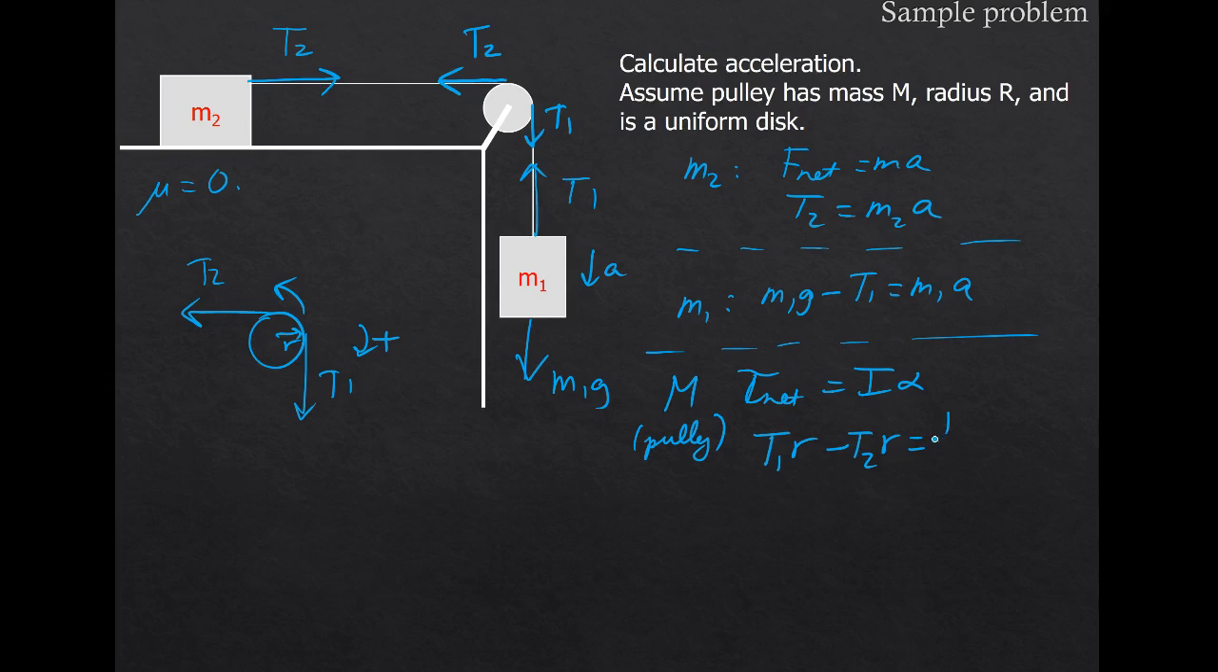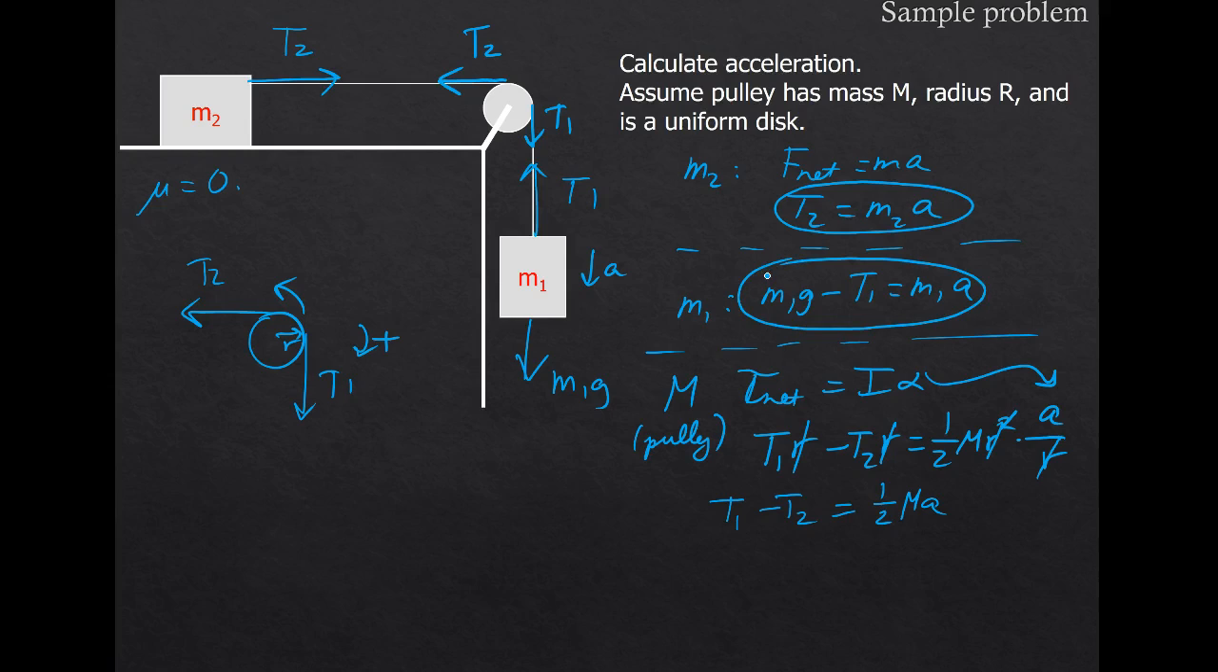And that's equal to I, which for a pulley is 1/2 mr squared. And alpha is A over R. So these are things that we want to memorize, such as alpha being A over R. So one factor of R will cancel this way, and the other one cancels like this. And so we have T1 minus T2 equals 1/2 MA. And then we have three equations, right here, and right here. And our three unknowns are T1, T2, and acceleration.